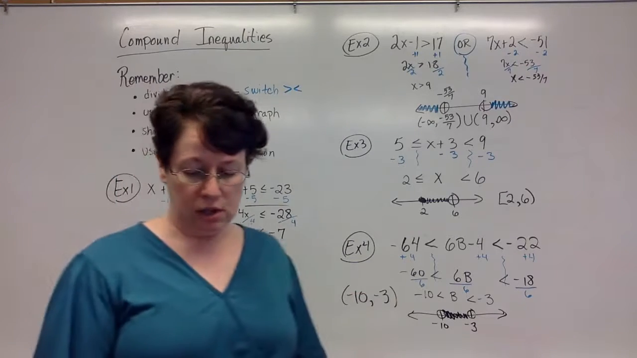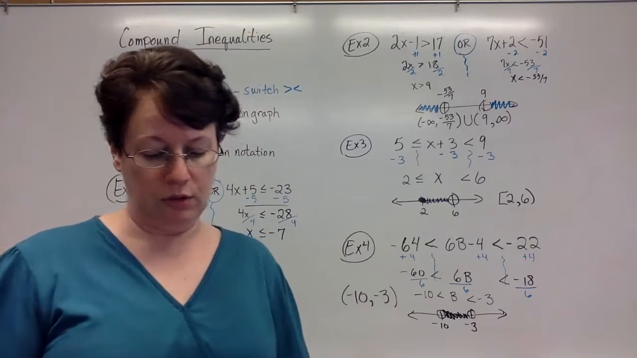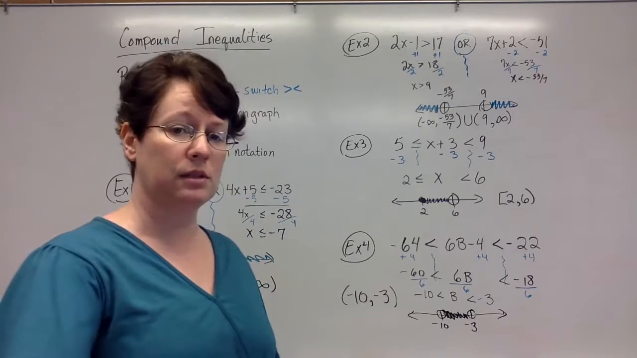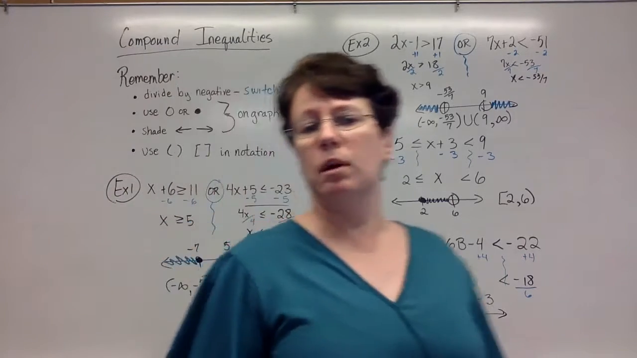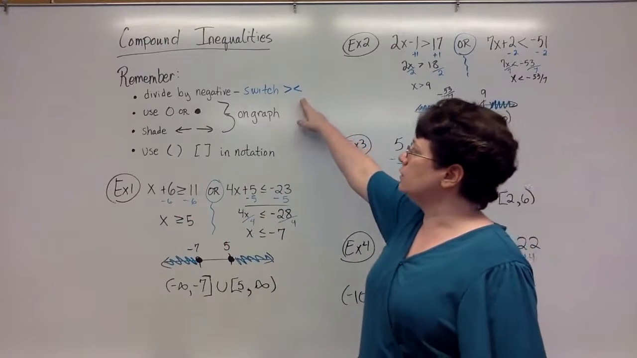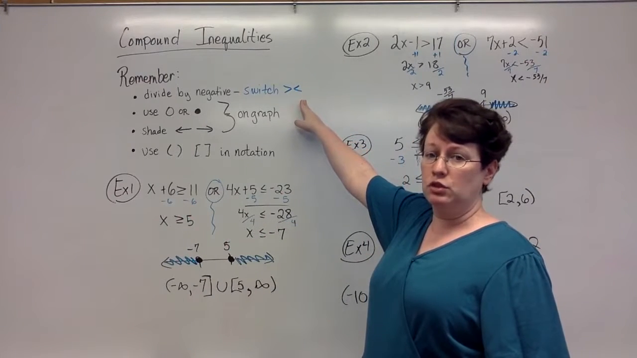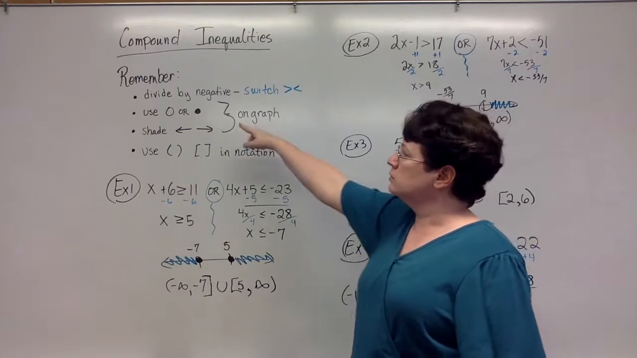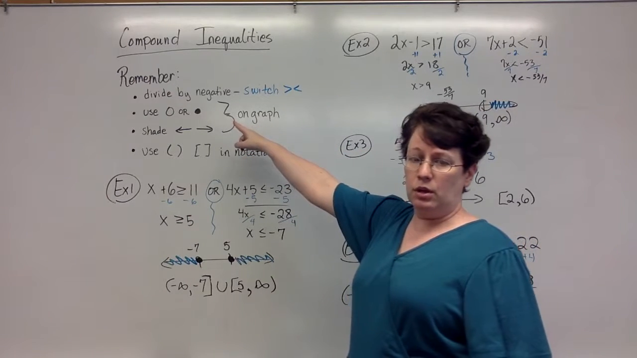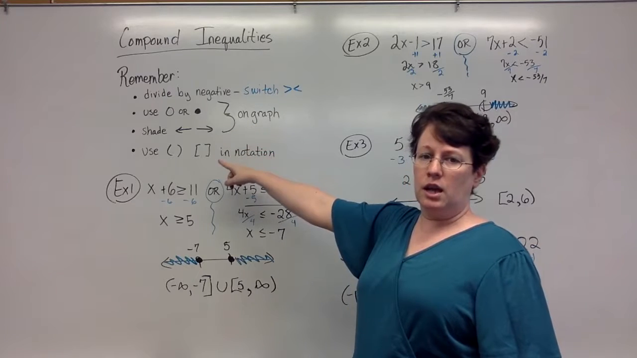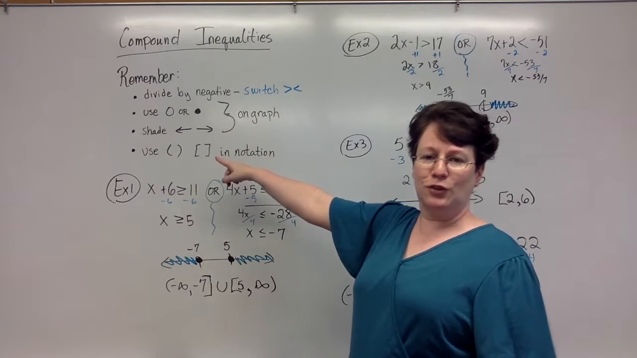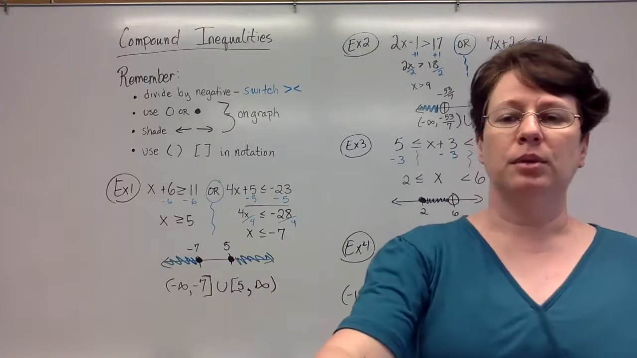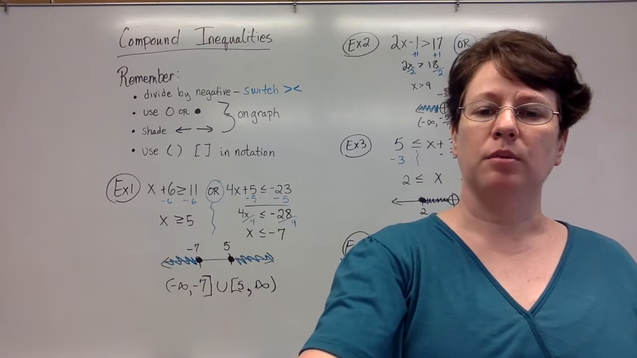And this concludes the examples for our compound inequalities. They're really simple. Just make sure you remember, if you divide by a negative, you do have to switch the inequality sign. You just change directions and keep on going. When do you use open and closed dots? Which way to shade? And when do you use parentheses versus a bracket? Please go ahead and start the practice problems at this time.